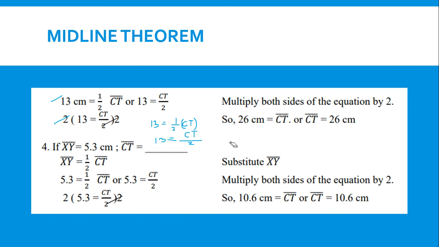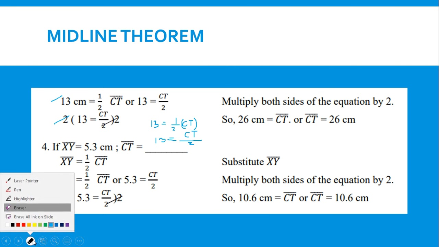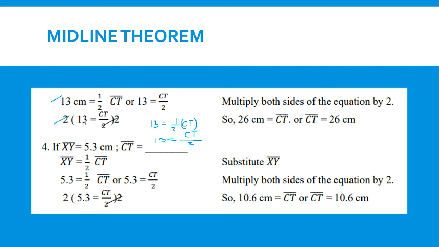Okay, let's erase. Since ang CT nasa right side sa equation, dapat nasa right side ang CT. So, cancel out naman na siya. So, sa right side, CT na lang. But on the left, wala man kayo makancel. So, multiply. 2 times 13, that is 26. So, 26 cm equals CT, or CT equals 26 centimeters. So, that is the answer.